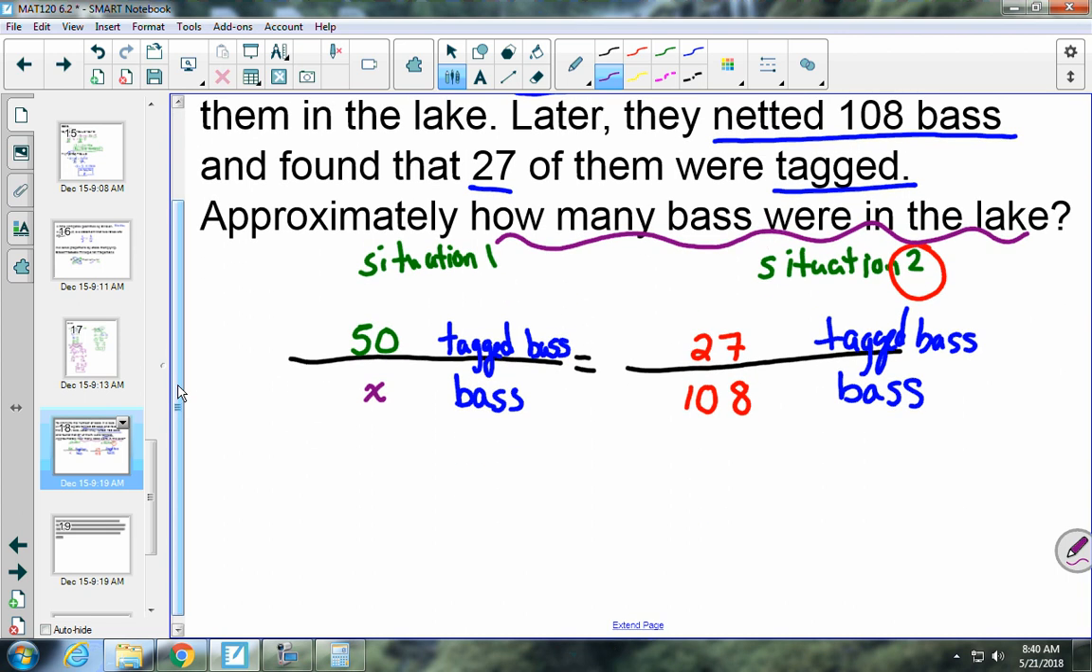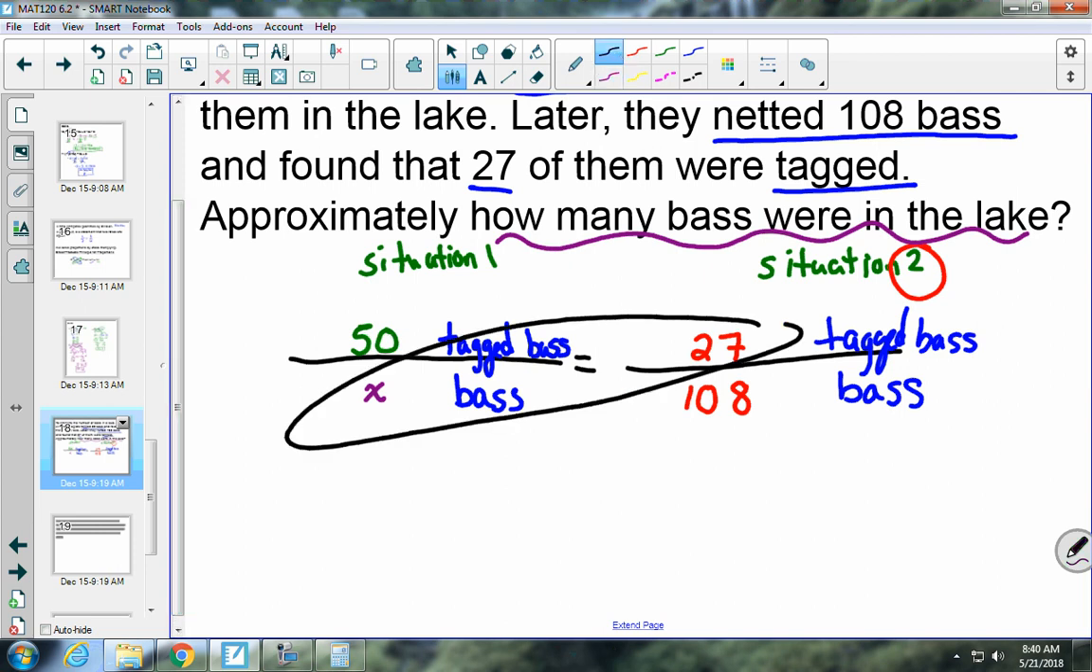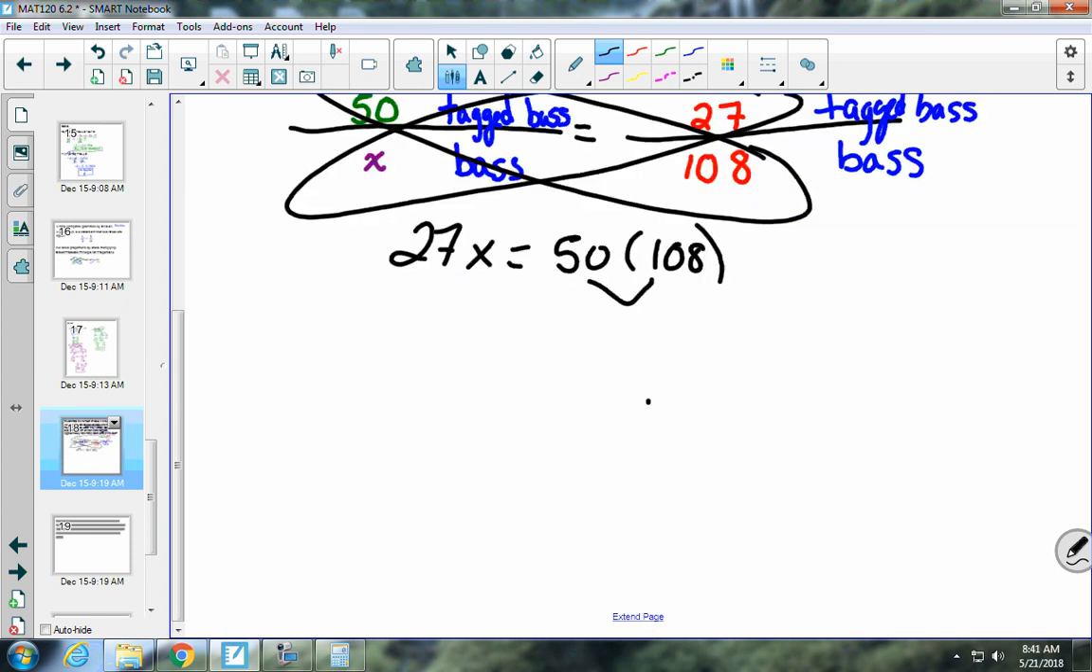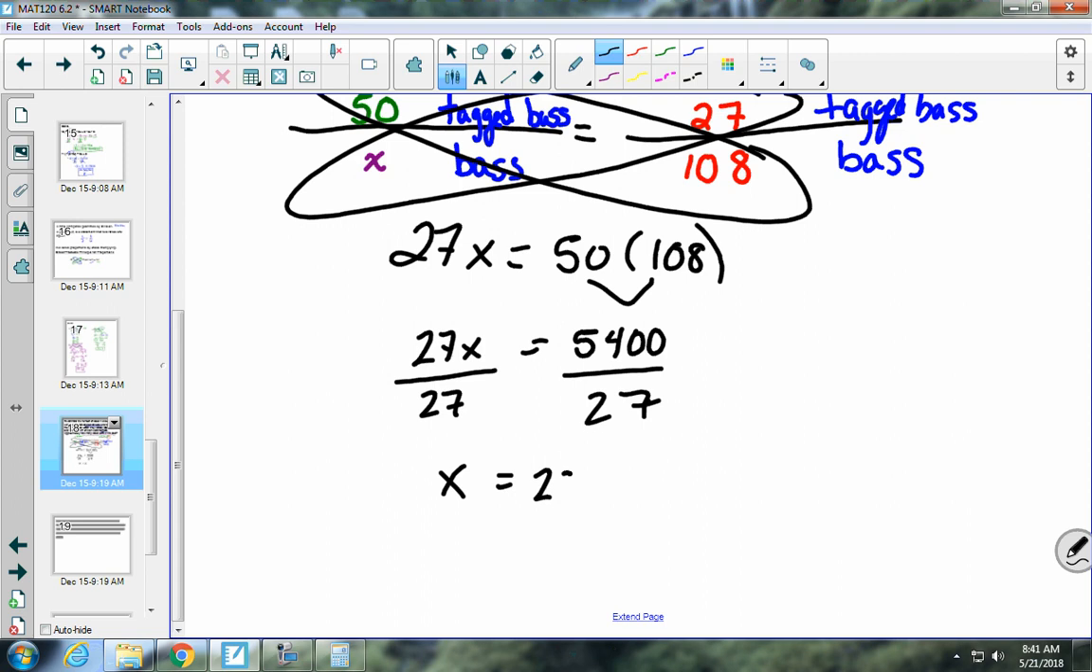Once I have this set up, I solve it just like I did before. I'm going to cross multiply. So I'll do 27 times x equals 50 times 108. When I multiply 50 times 108, I will end up with 5,400. Then to undo that multiplication, I use division, and I find that x equals 200.